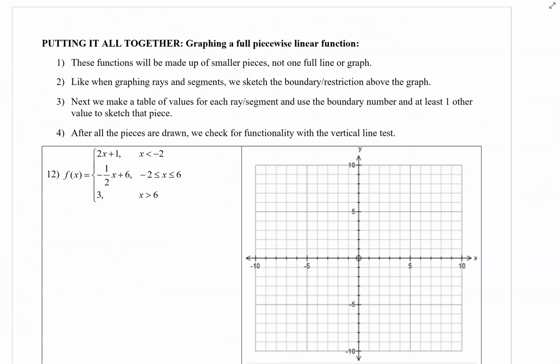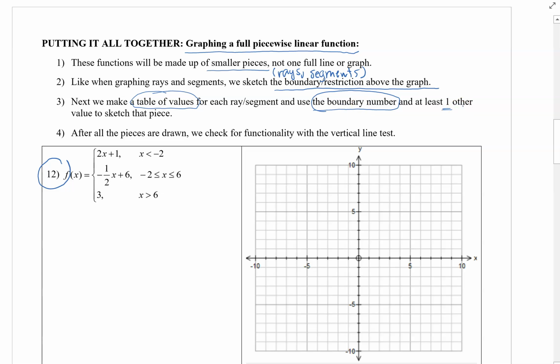So what we're going to do next in number 12 and 13 is put everything together to graph a full piecewise linear function. Remember, they're made up of smaller pieces, which we learned in the last video are rays and segments. So we're basically drawing rays and segments, not a full line or graph, just a portion of it. When we are graphing the rays and segments, we sketch the boundary restriction above the graph as a helpful tool to keep our graphs in the right spot. Then we're going to do a table of values for each ray and segment, making sure we're using the boundary numbers and at least one other value to sketch.